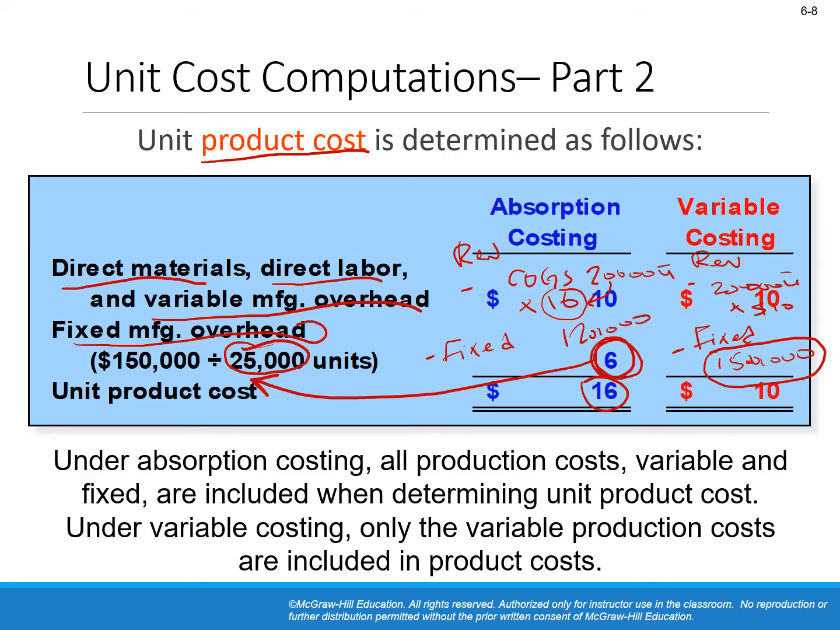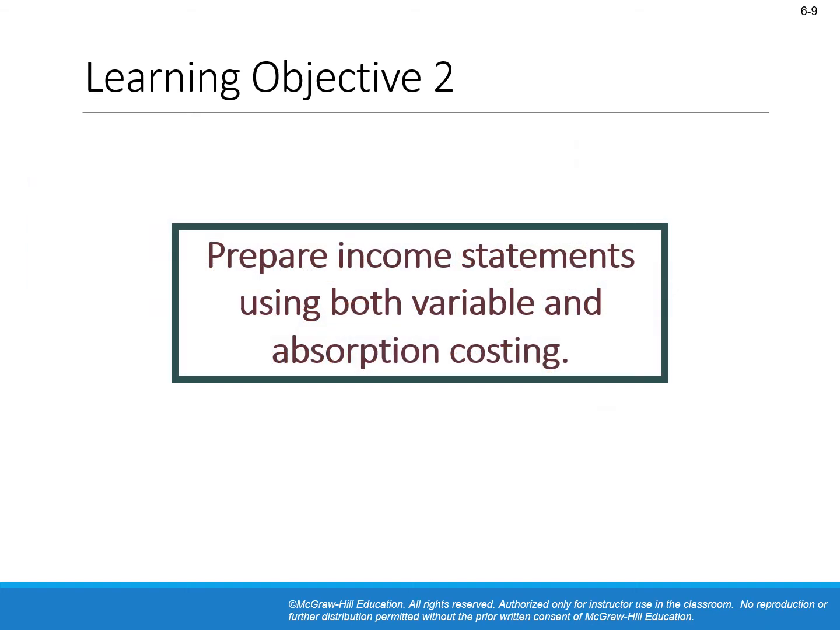So here the fixed manufacturing overhead under absorption costing is 120,000, and under variable costing, the fixed was 150,000 because it doesn't vary with production. However, this one varies with production. So this is the main difference between these two. You will see what exactly this is supposed to mean in the following. Now, prepare income statements using both variable and absorption costing. And this is what I was explaining in the previous slide.